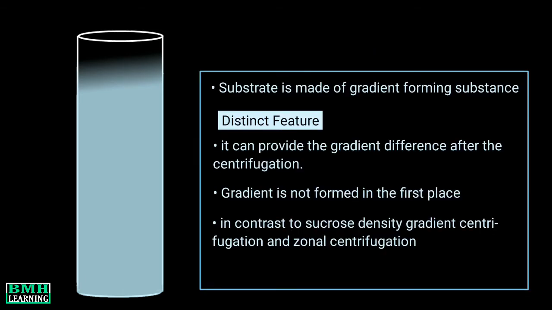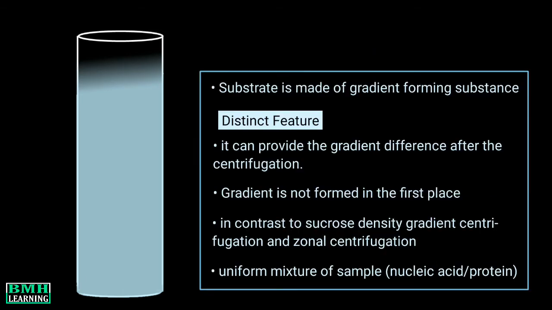The next thing we need here is a uniform mixture of sample. The biological sample, for example, here is nucleic acids or proteins. So we put our sample into this column and mix it in such a way that the solute forms a homogeneous mixture with the matrix forming substrate. So the uniform mixture is a basic requirement in isopicnic centrifugation.